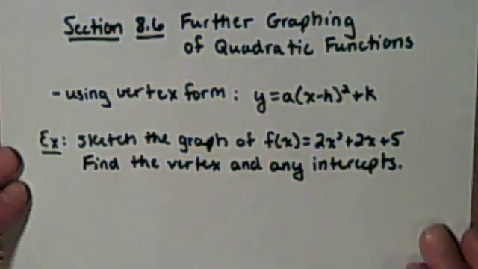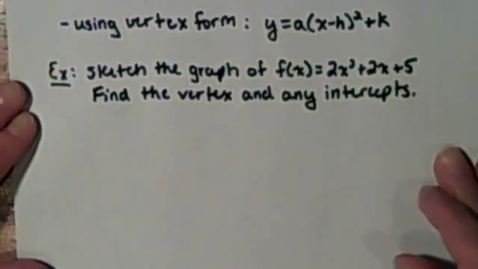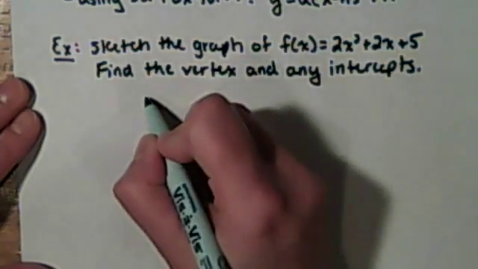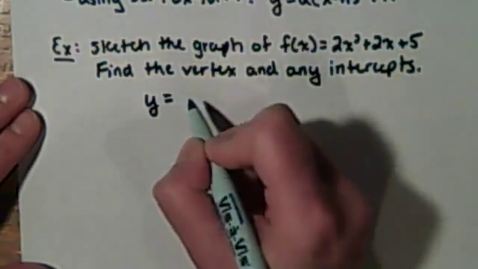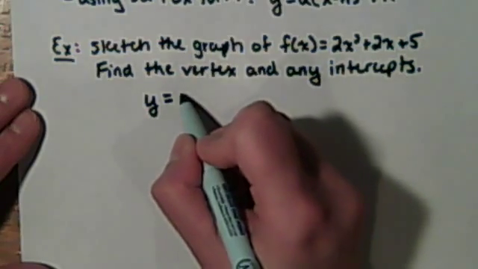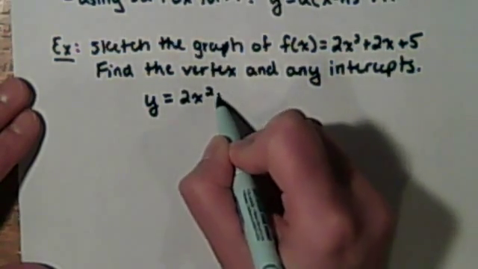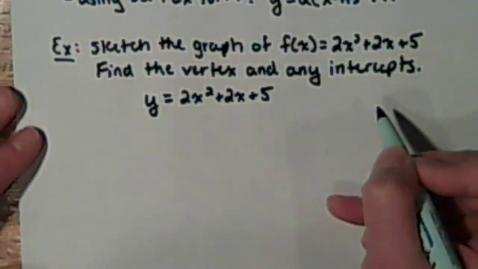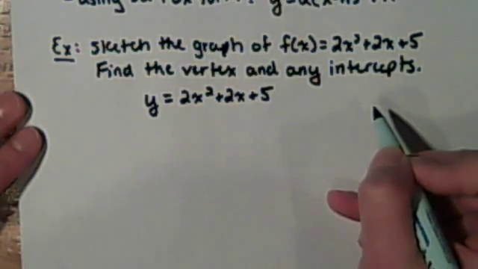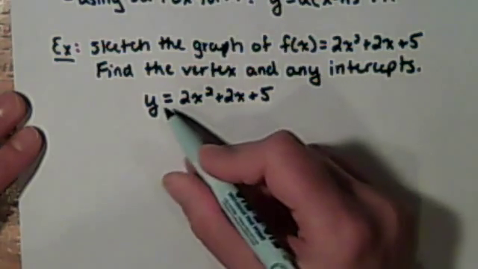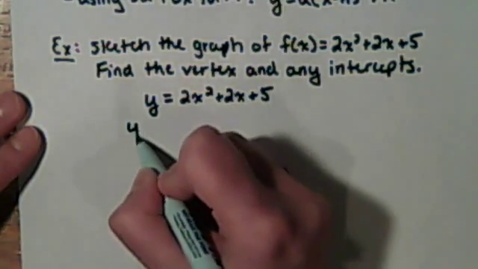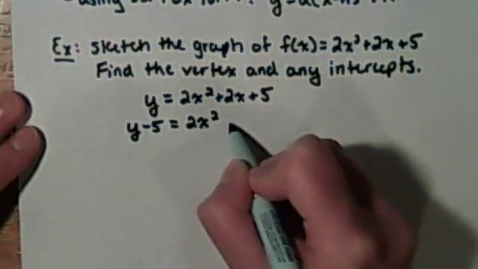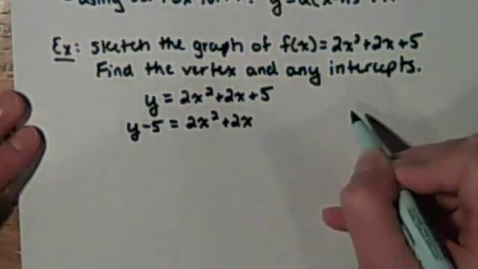Okay, so what I would like to do to start with is again replace f of x with y, because y is again the same as f of x, and I'm going to rewrite the function as y equals 2x squared plus 2x plus 5. Again, I want to be able to complete the square, so my first step is to move the constant to the other side. So this is going to become y minus 5 is equal to 2x squared plus 2x.